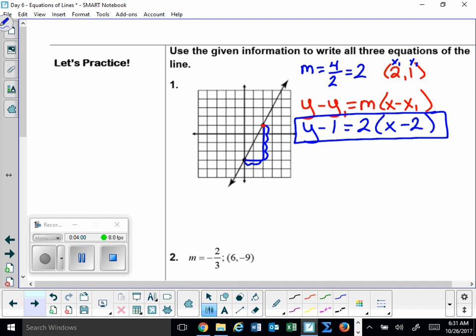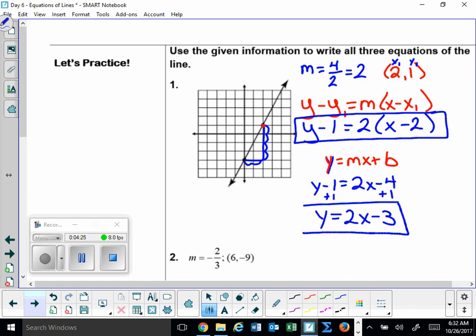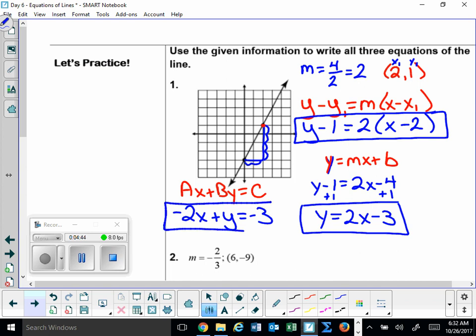Okay, now I want slope-intercept form. And slope-intercept form is y equals mx plus b. I get slope-intercept from point slope form. First, I distribute. Then I add the 1 to both sides. And I have slope-intercept form. Finally, to get standard form, ax plus by equals c, I'm going to move the 2x to the other side. And we're done.